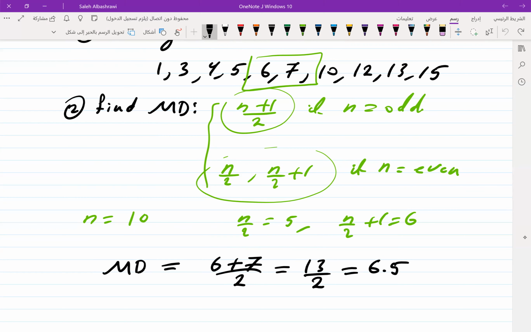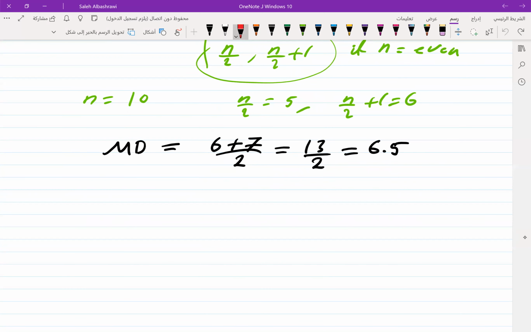Another way to find the median, if we don't want to count or calculate n by 2 and n by 2 plus 1, we have another way that will be the classical way. I will cross one value from the end and one from the start. 13 and 3, 12 and 4, 10 and 5. The remaining is 6 and 7. So we find the average of the two numbers, 6 and 7. 6 plus 7 divided by 2 will give me 6.5. So this is the idea to find the median.